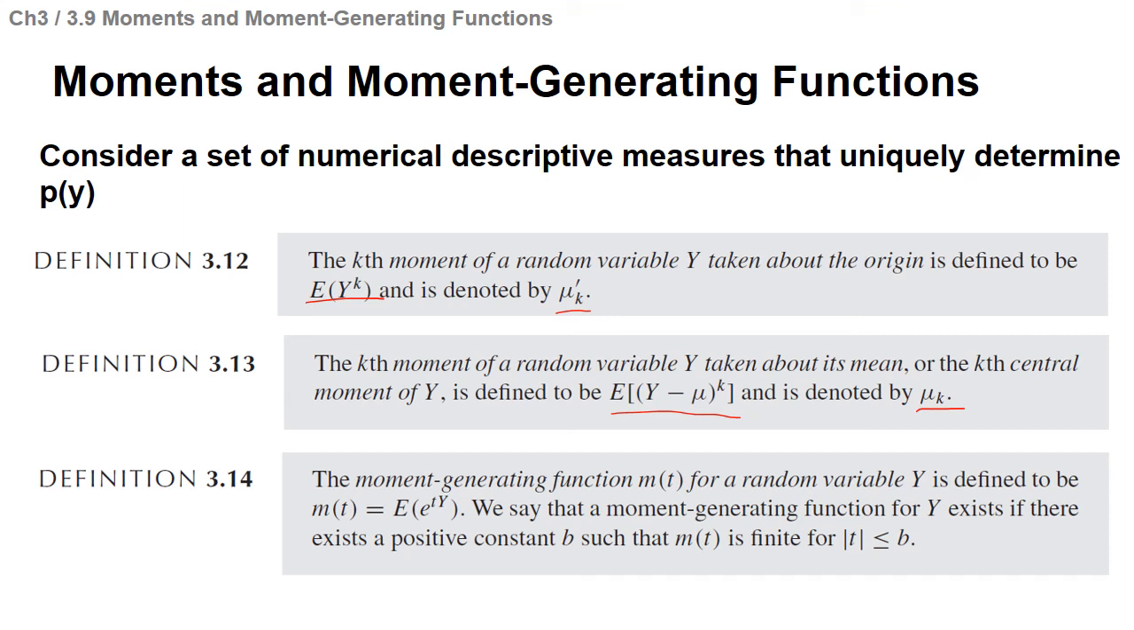And here comes the moment generating function. The moment generating function m(t) for a random variable y is defined to be m(t) equals E(e^(ty)). And we say that a moment generating function for y exists if there exists a positive constant b such that m(t) is finite for t in this range. Okay, this is the definition of the moment generating function, and let's move on.